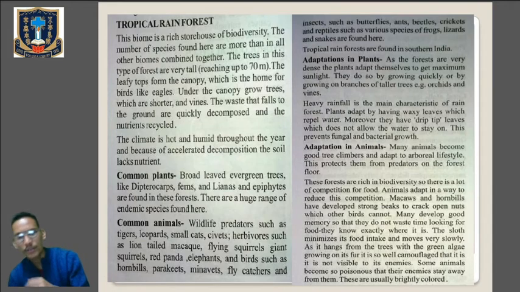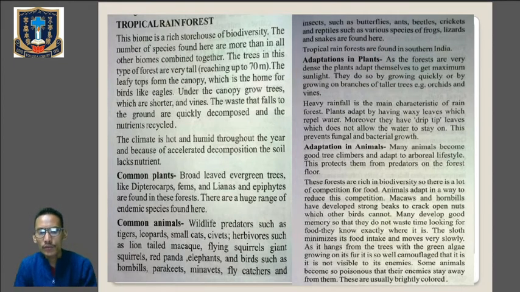So those plants, let's say herbs, shrubs, and smaller trees, have to adapt themselves to absorb the maximum amount of sunlight. Clear? Therefore, the first adaptation that we see in the plants of the tropical rainforest is to get the maximum sunlight. They do so by growing quickly or by growing on the branches of taller trees, for example orchids and vines.